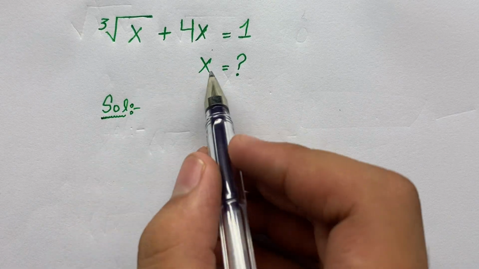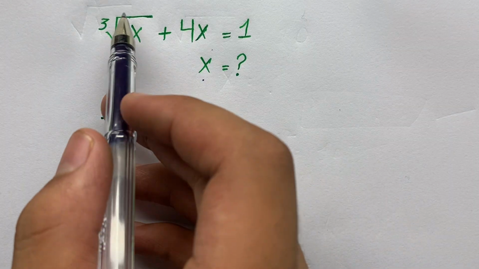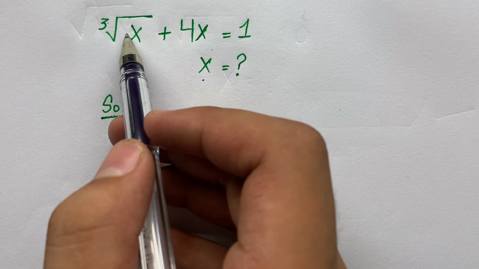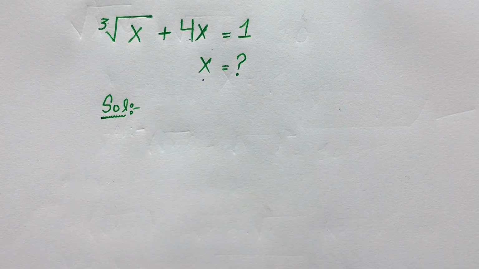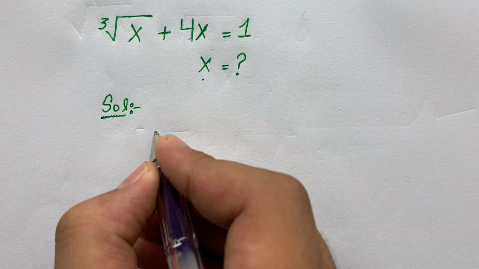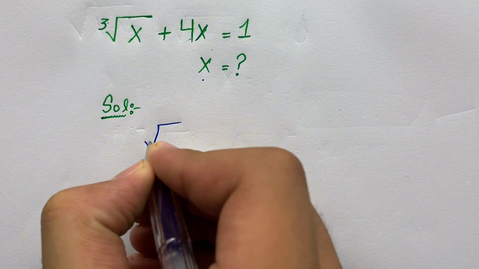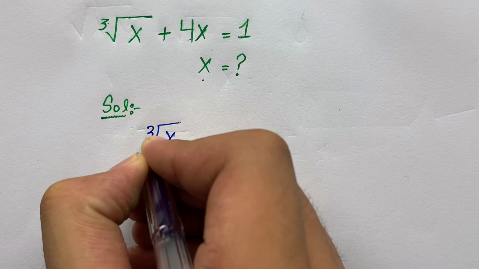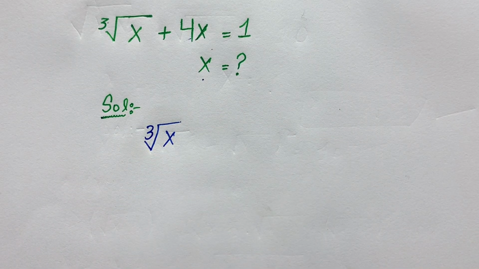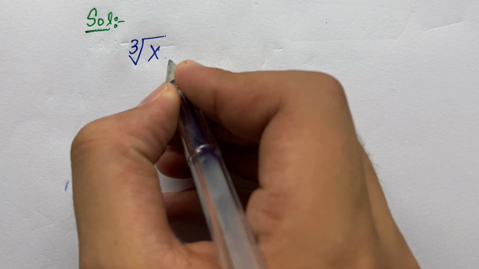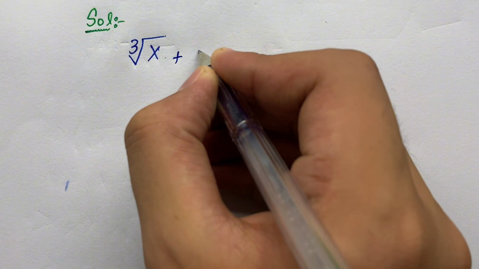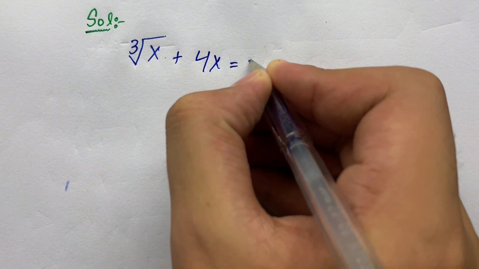In this problem we are finding the value of x. If √x³ + 4x = 1. Now our question is √x³ + 4x = 1.